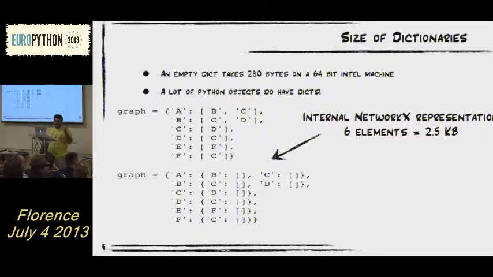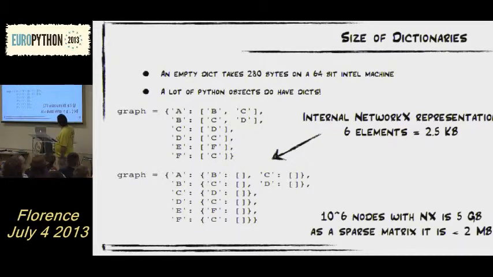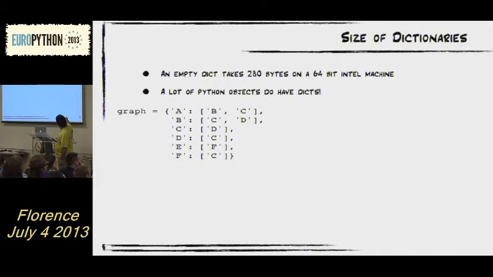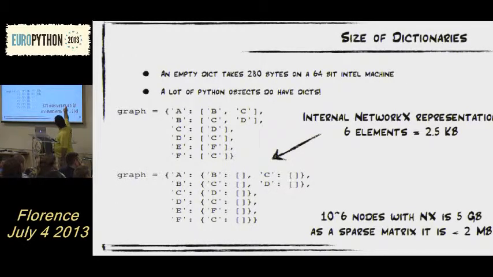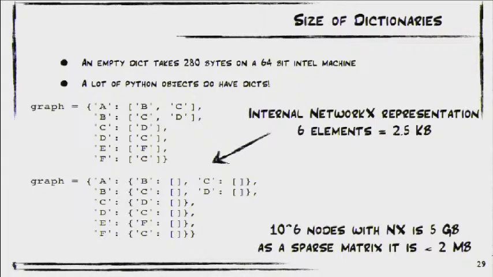It's nice. But the thing is that this small dictionary takes 2,000 bytes, that is 2.5 kilobytes of memory, for 6 elements, okay? And as I used larger networks, I found out that a simple 1 million node network with NetworkX is 5 gigabytes of memory, okay? It's a huge amount of memory, especially if you consider that if you implement the whole thing as a sparse matrix, a sparse adjacency matrix of the network, it's less than 2 megabytes, okay?